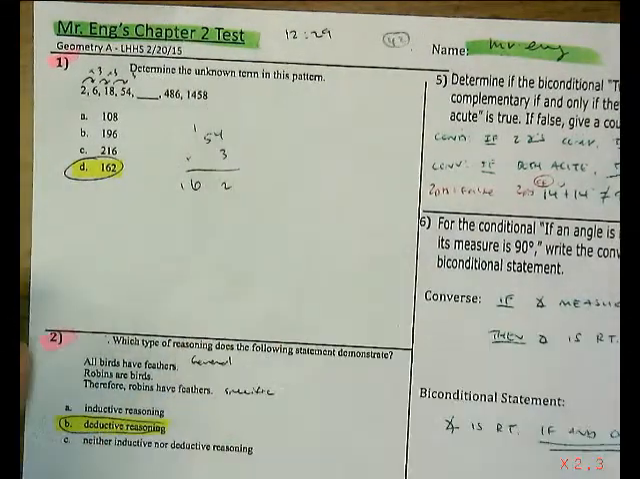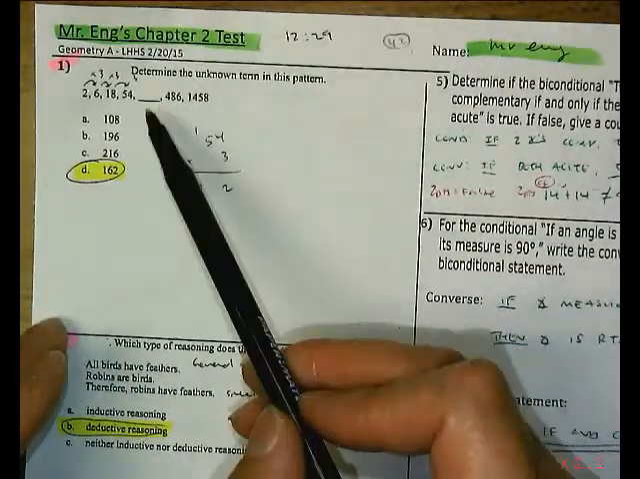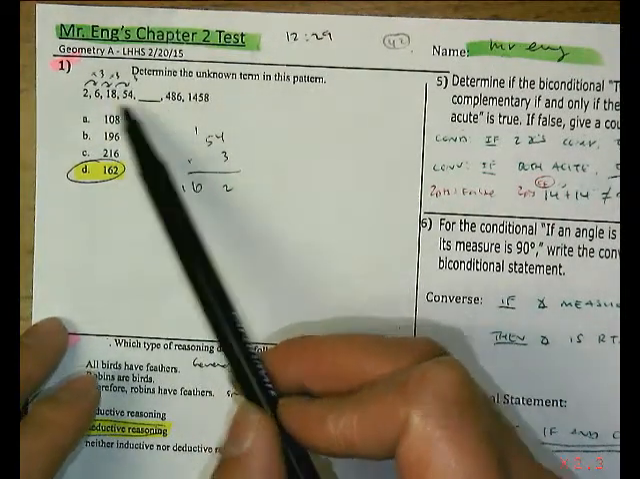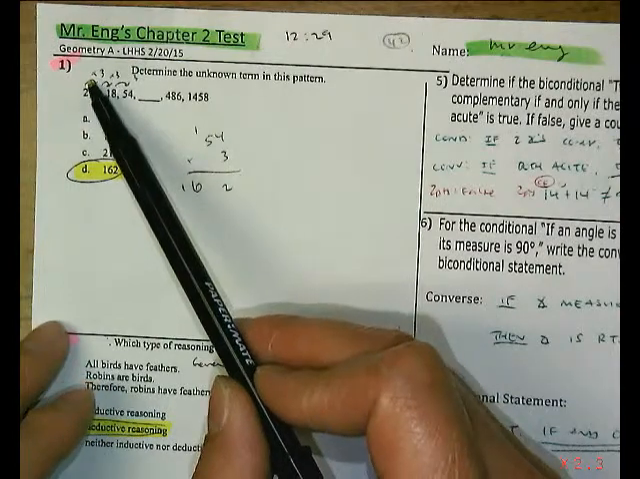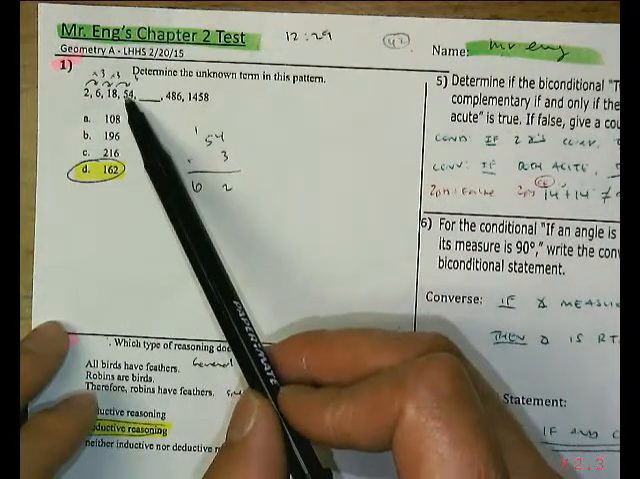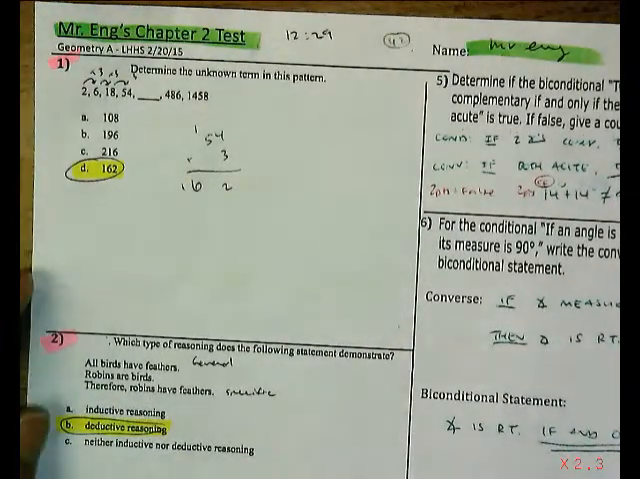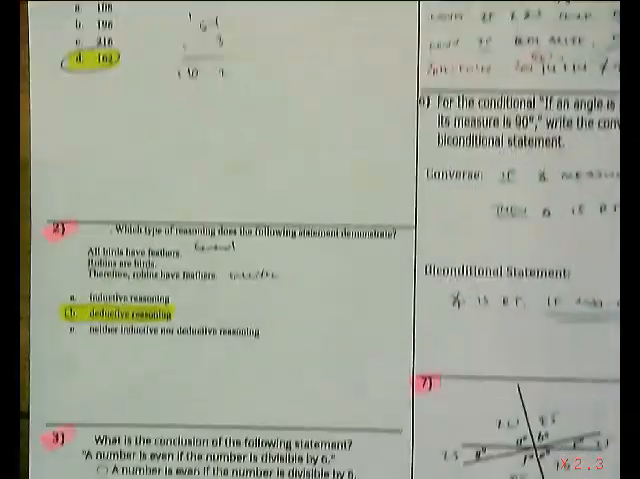Determine the unknown in this pattern. You go from 2 to 6 to 18 to 54, and then it has a blank. Then I noticed that I'm basically multiplying each of those numbers times 3. So I just take 54 times 3. That gives you 162. Choice D. Remember, each of the multiple choice questions are worth 2 points.